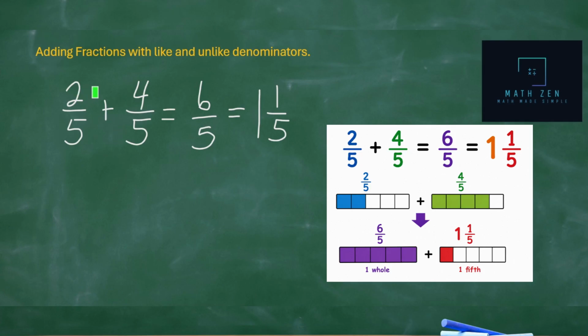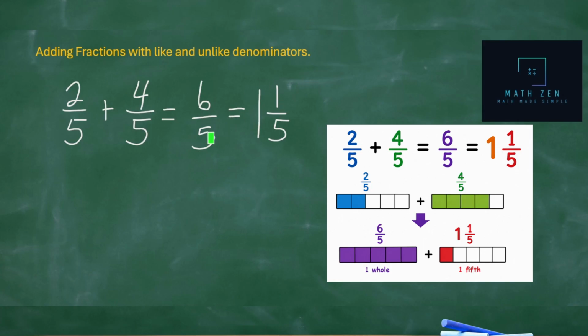All you have to do is add your numerators, and in this case, we have 2 plus 4, which gives us 6, and then you keep the same denominator. So our final answer here is going to be 6/5, which sometimes you may leave like that, or problems might ask you to break this down even further and convert to a mixed number.